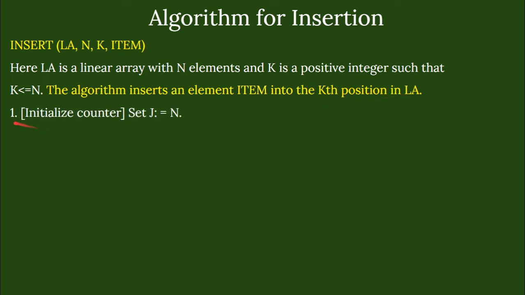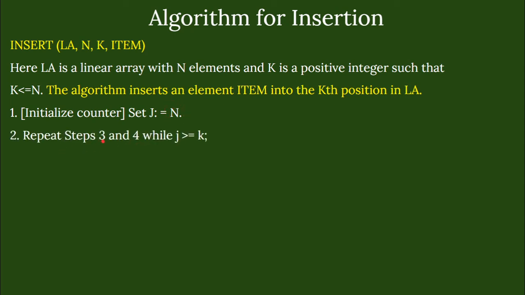Let us see the algorithm. Step 1, we have to initialize the counter. Here n is the number of elements in the array, which is the size of the array. Suppose there are 5 elements in the array, and if you insert one more element, the size becomes 6, n becomes 6. So initially we make j the value of the size of the array, n.